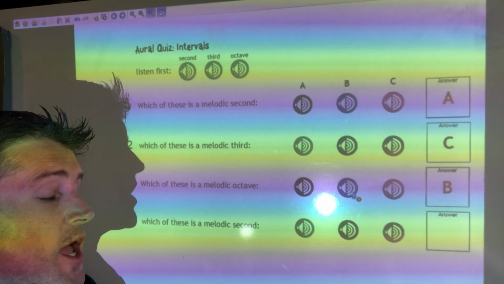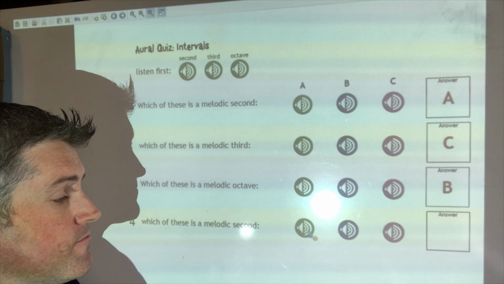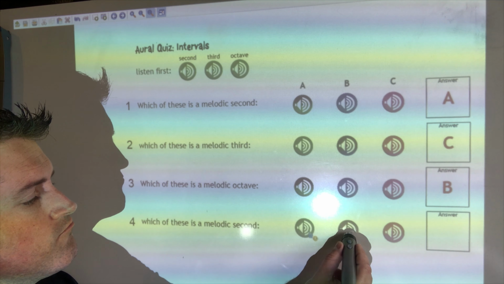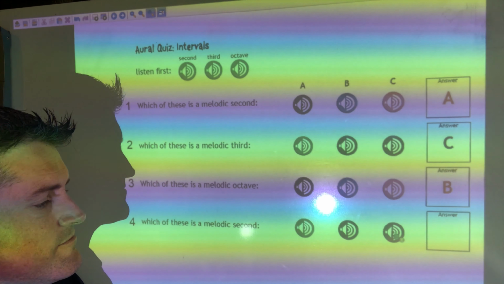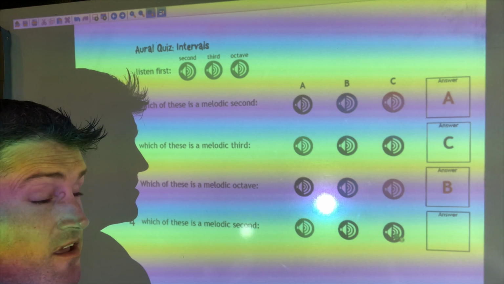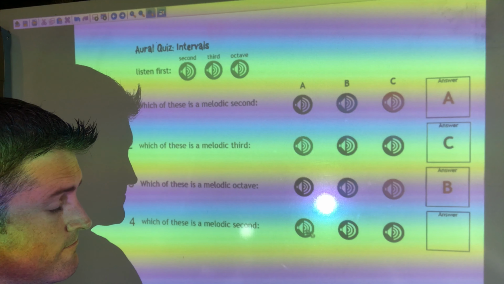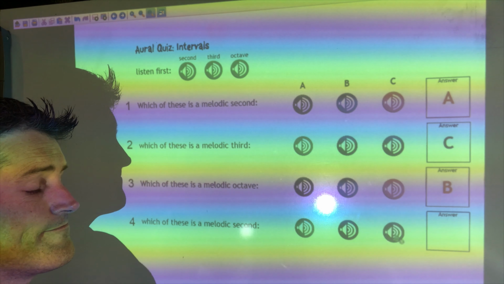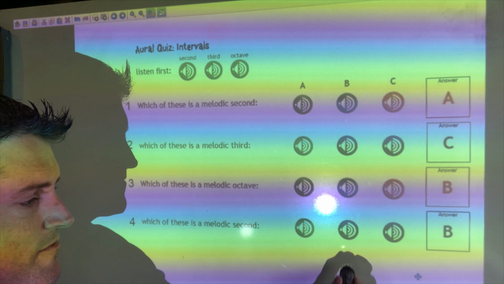Number 4, we're looking for a harmonic second, so this is the one where it's basically sounding like it's stepping up to the next note. B and C. Okay, one of those is correct. Which one is it? I've got my hunch. Here's A again. Here is B. And here is C. The correct answer, B.